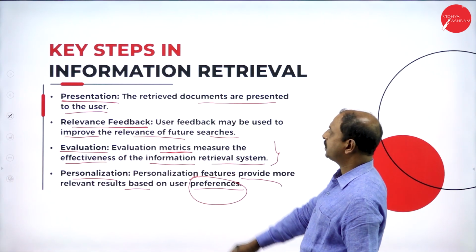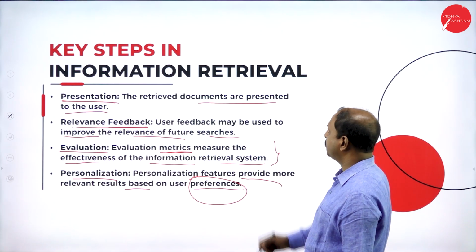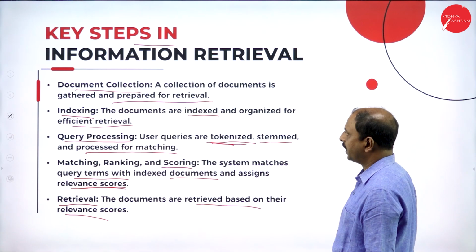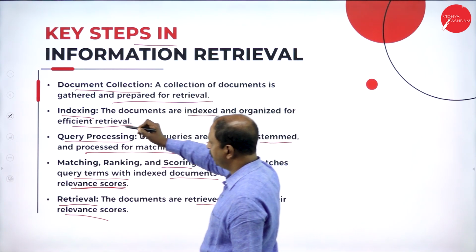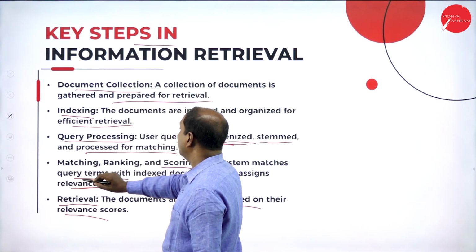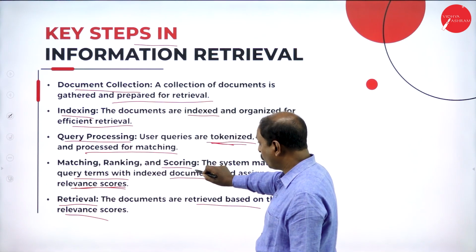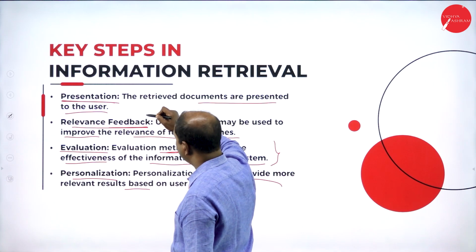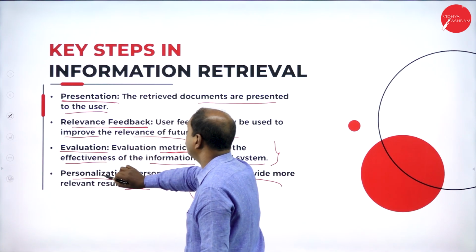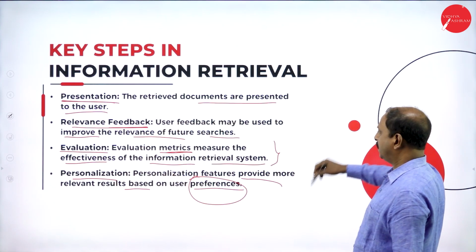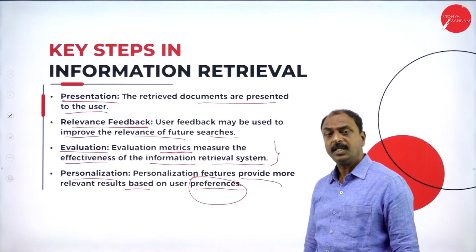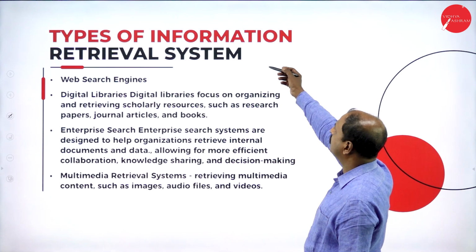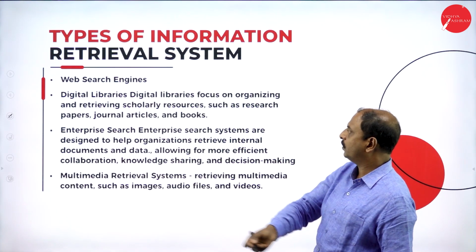These are all the different steps involved in information retrieval. If we see them once again from the different points: document collection, indexing, query processing, matching, ranking and scoring, retrieval, presentation, relevance feedback, evaluation, and personalization. All these are different steps involved in an information retrieval system. Now let us see what the different types of information retrieval systems are. That's what I told you in the beginning.